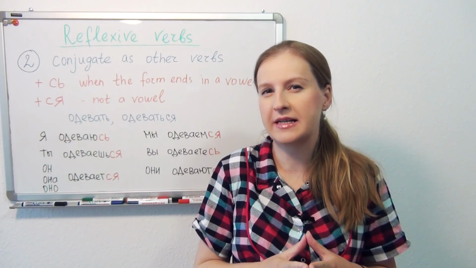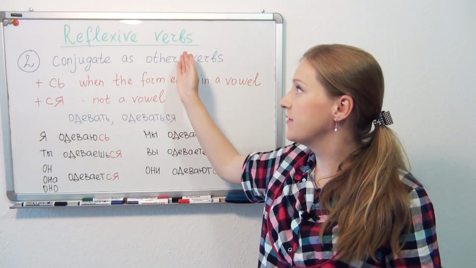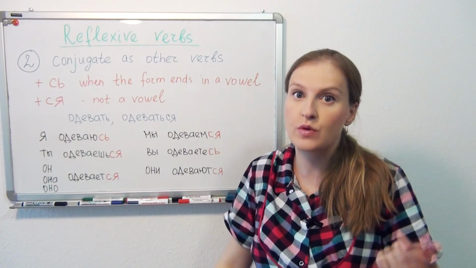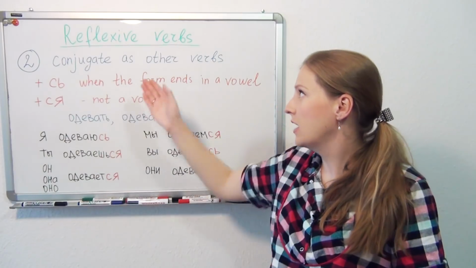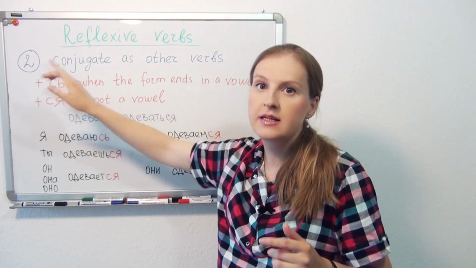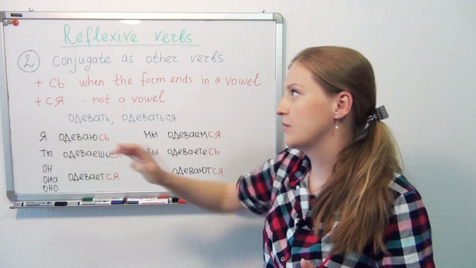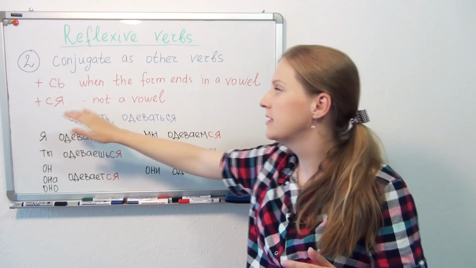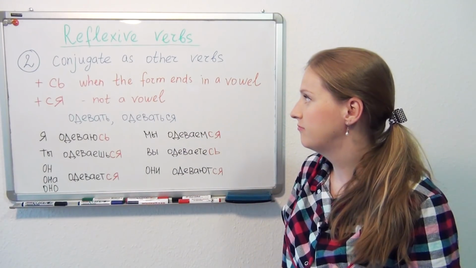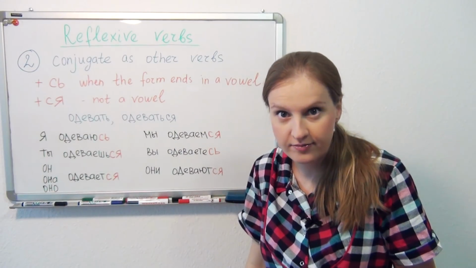Now, how are reflexive verbs formed? The rules are quite simple. Reflexive verbs are conjugated in the same way as other verbs. So we should conjugate them in the same way as other verbs. But we should add сь, the soft sign, when the form ends in a vowel, and we should add ся when the form ends not in a vowel. For example, it could be a consonant or the soft sign.